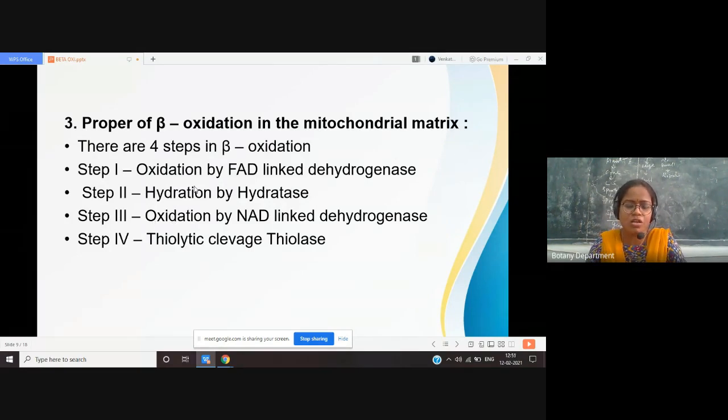First step is oxidation by the FAD linked dehydrogenase, second hydration by hydratase, third oxidation by NAD linked dehydrogenase. Fourth step is thiolytic cleavage by thiolase. Beta oxidation third step involves 4 sub-steps. What are they? First one is oxidation, second hydration, third oxidation, fourth thiolytic cleavage. Can we discuss in detail what they are? Yes, ma'am.